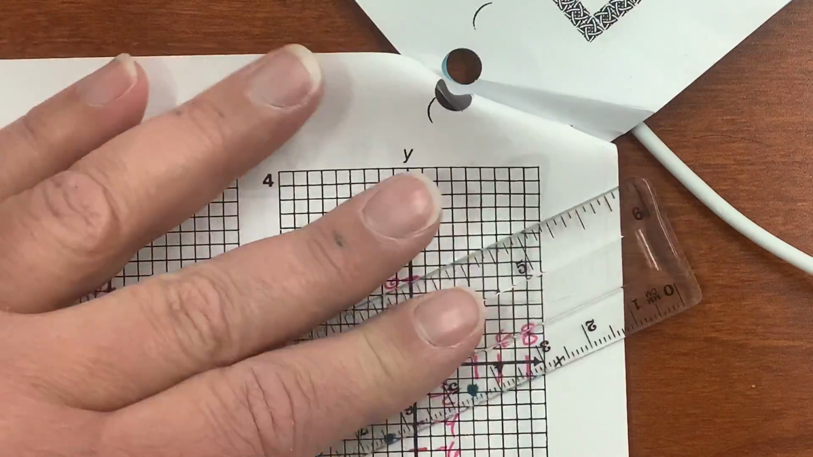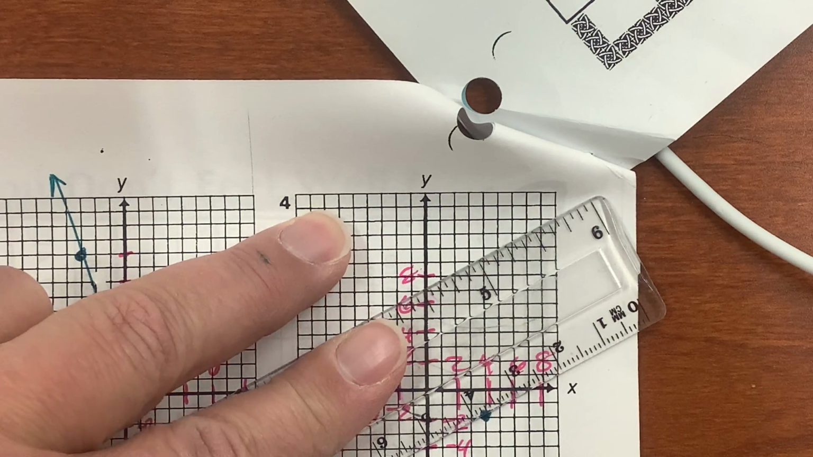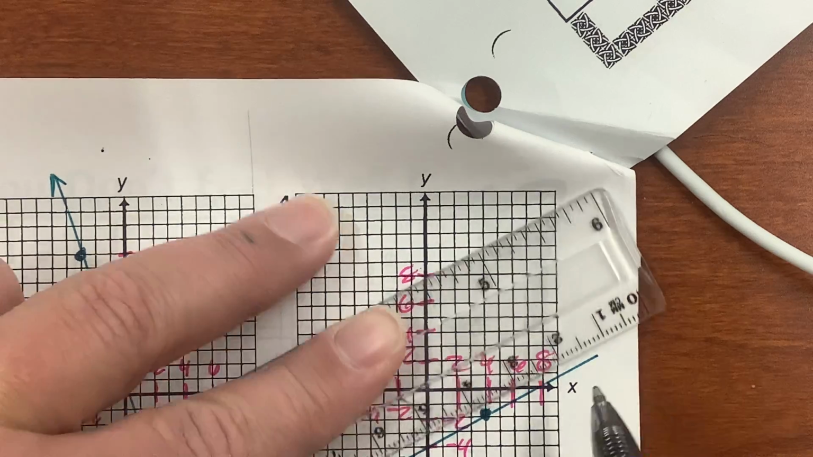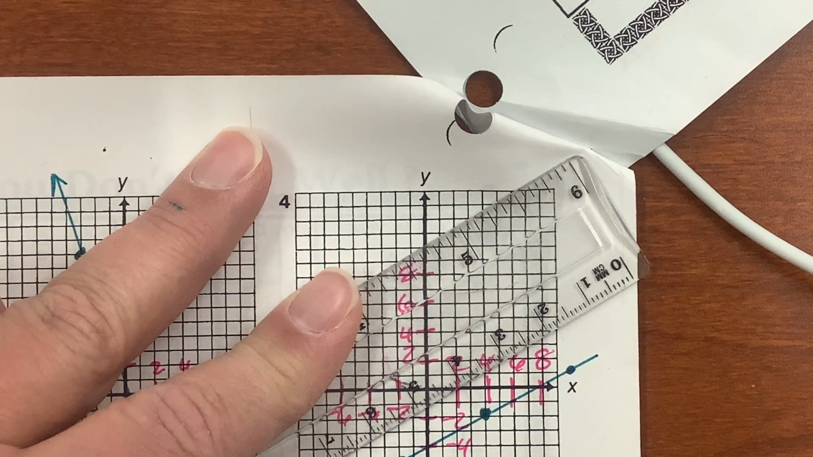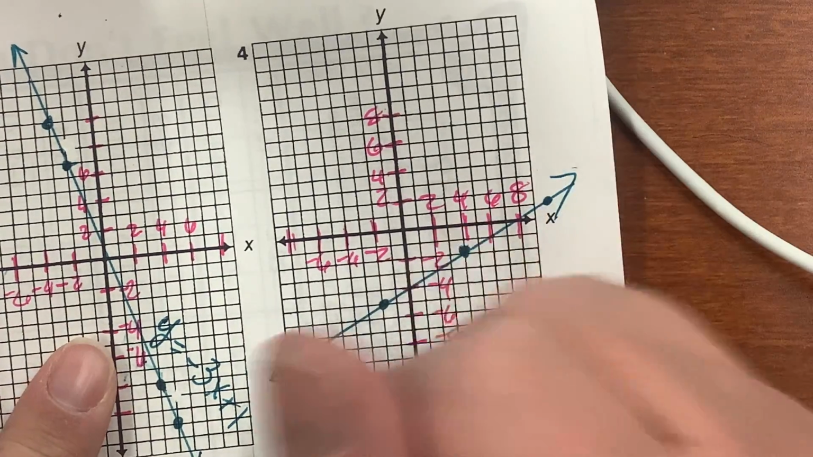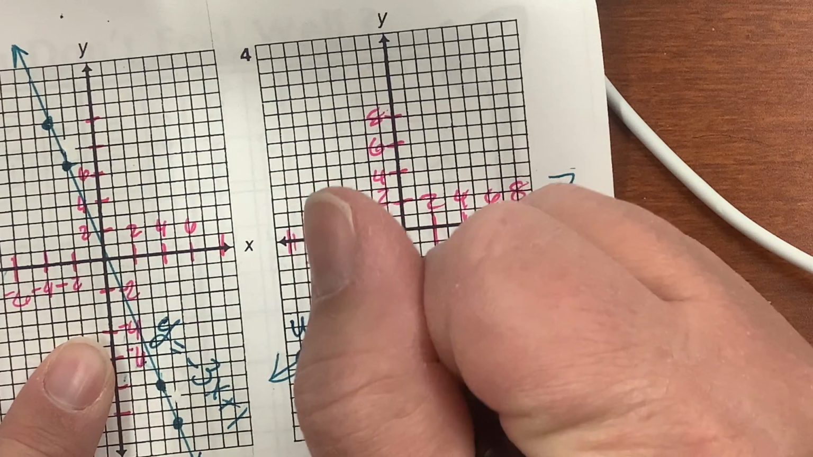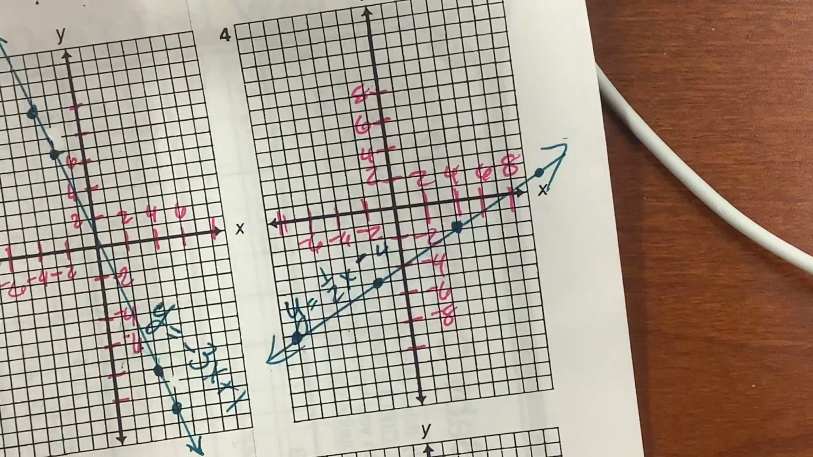Are they in a straight line? Oh, yes, they are. As a matter of fact, they're in a very nice straight line that if I had a 10, it would be over here. Whoop. So that's good. Don't forget your arrows. Write the equation on the line. Y equals 1/2 x minus 4. Okay.